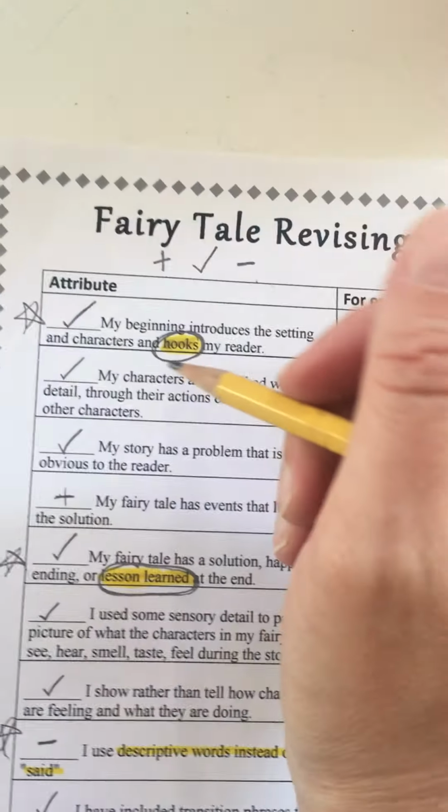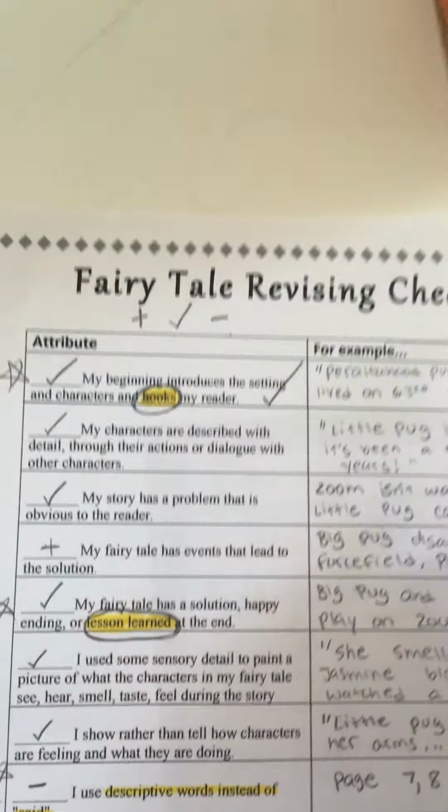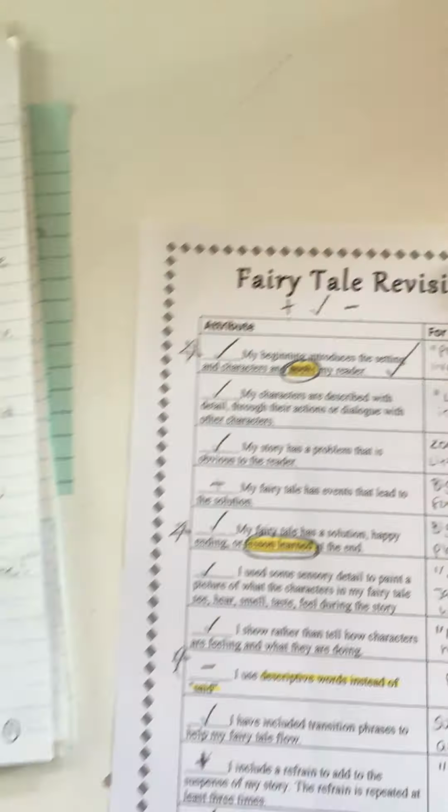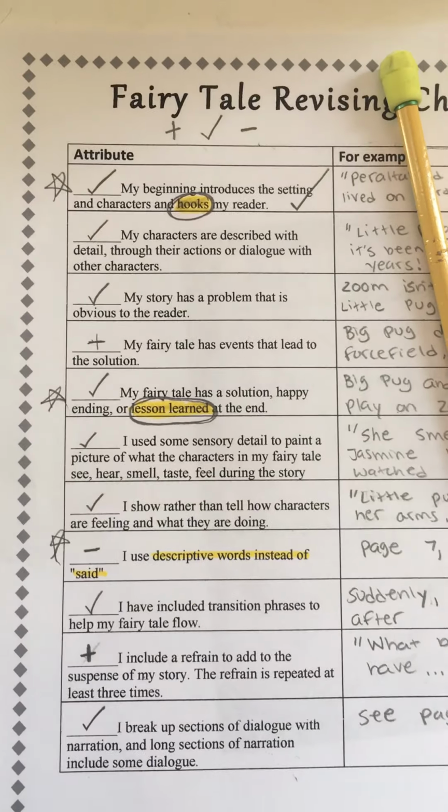So there we go. I revised my introduction, so I have a hook. I'm going to put a nice big check. Did that, one revision, done. Okay, the next thing I need to work on is having a lesson learned at the end. So I'm going to go to the end of my story.